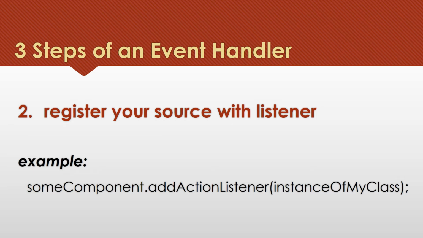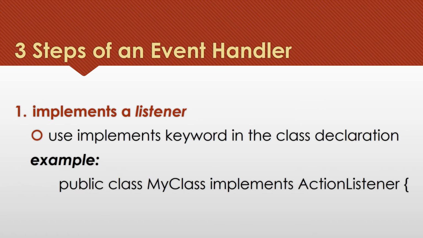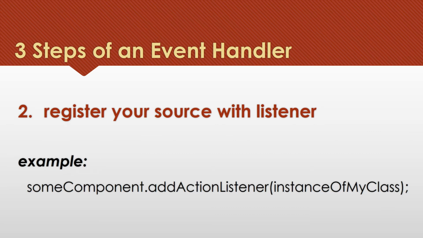After that, we'll register the source with the listener. Say for instance, we have a button as our source. Let's say the name of the button is buttonOK. So we have here buttonOK.addActionListener and then the instance of MyClass. Here, we have used ActionListener as its listener, so that is why the method we're going to use is addActionListener.